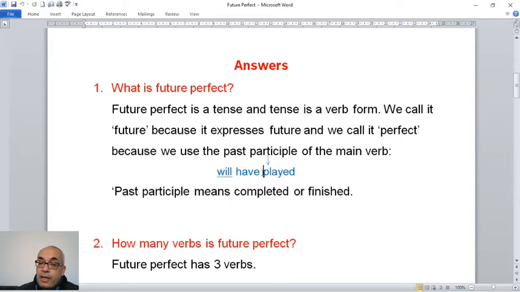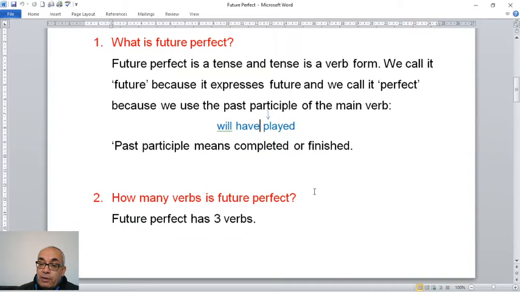So as you can see, played is past participle of play, and participle means it is like finished or completed, or it is perfect, it's over. Past participle means completed or finished, as I explained this to you.